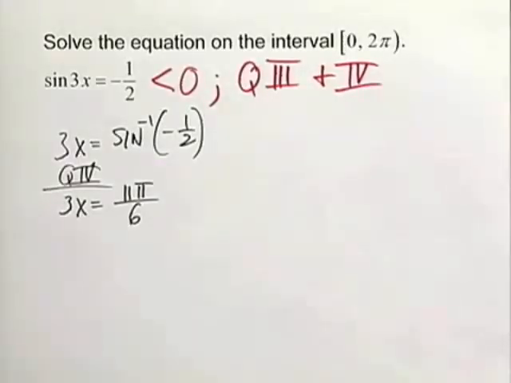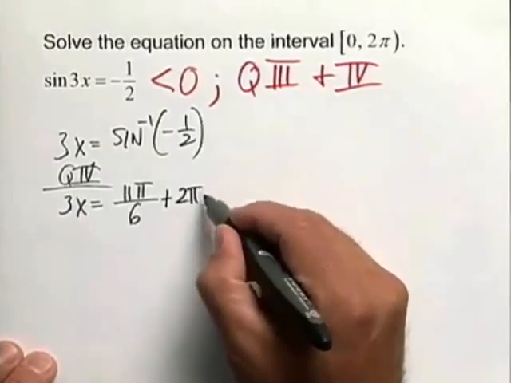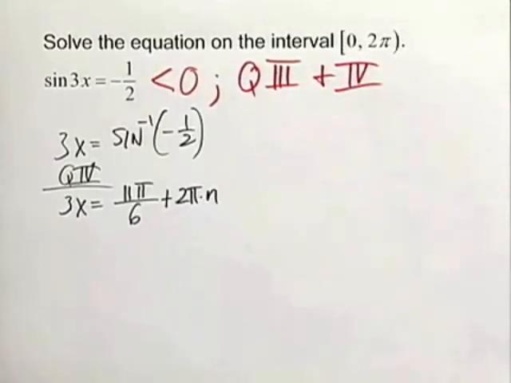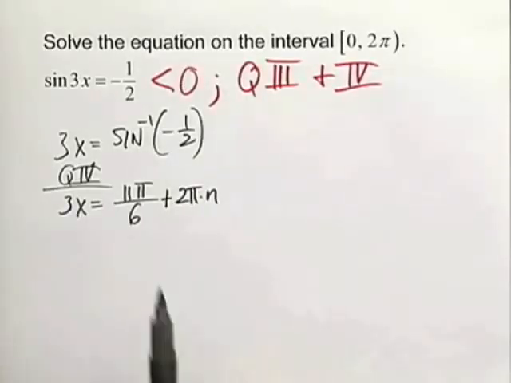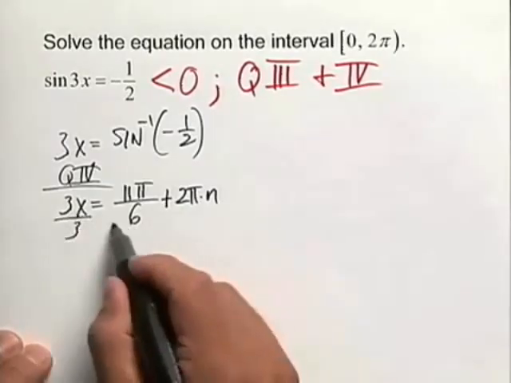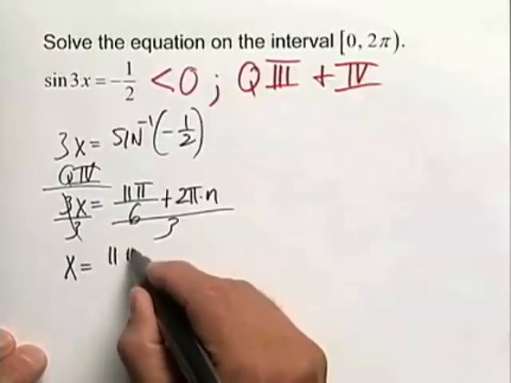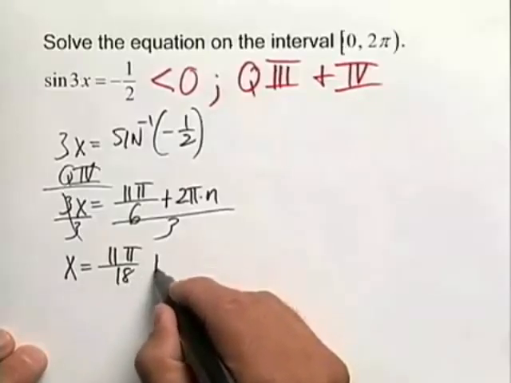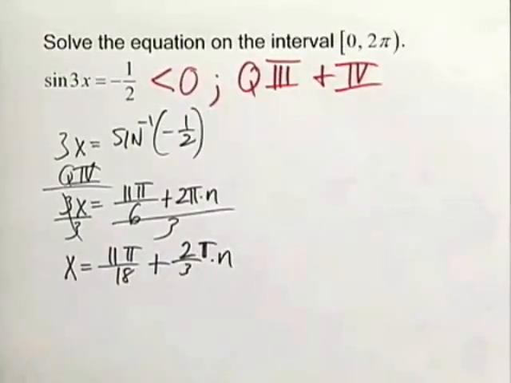We have to address the periodicity of the sine, knowing that the sine has a period of 2 pi radians. And the way we do that is by writing 2 pi n added to our 11 pi/6. And this will address the infinite number of angles that satisfy this equation. More on that later. Let's solve for x completely. We're going to divide both sides by 3 here. And from this, we end up with x is equal to 11 pi/18 plus 2/3 pi times n, where n is any integer that we can think of here.